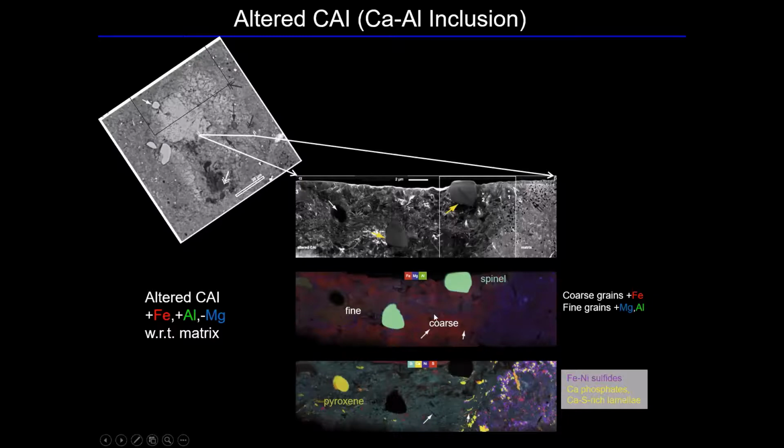So these are elemental maps done in the TEM. And what you see in the matrix is a lot of iron nickel sulfides and calcium. And then here what you see is phyllosilicates. Now, apparently two different kinds.